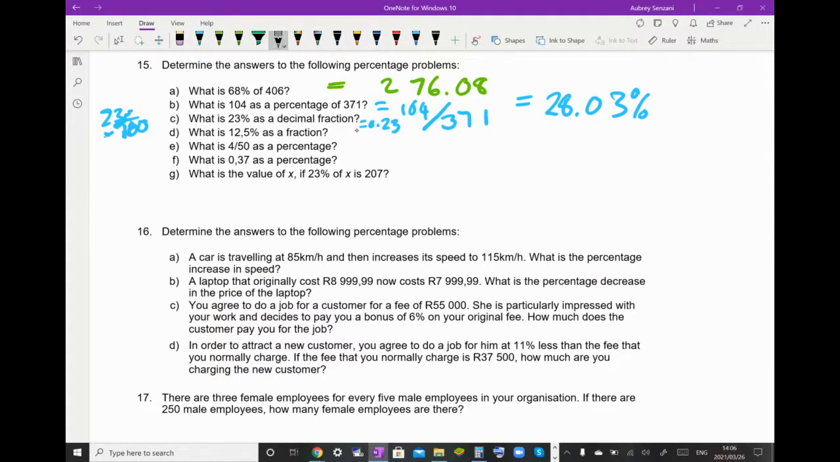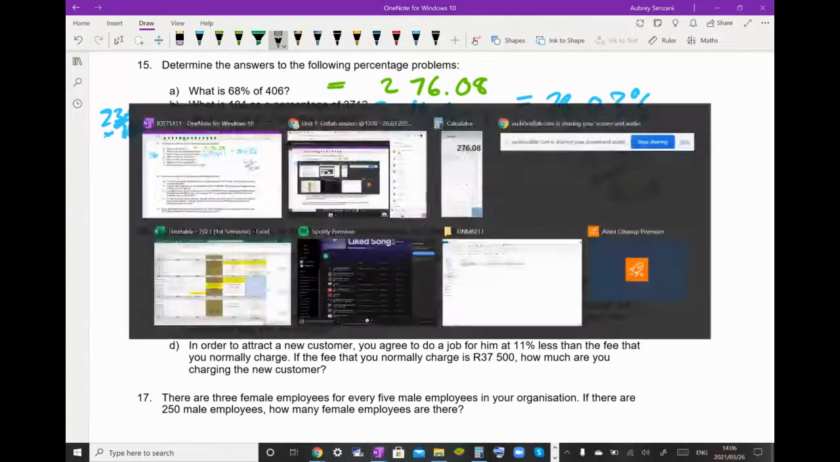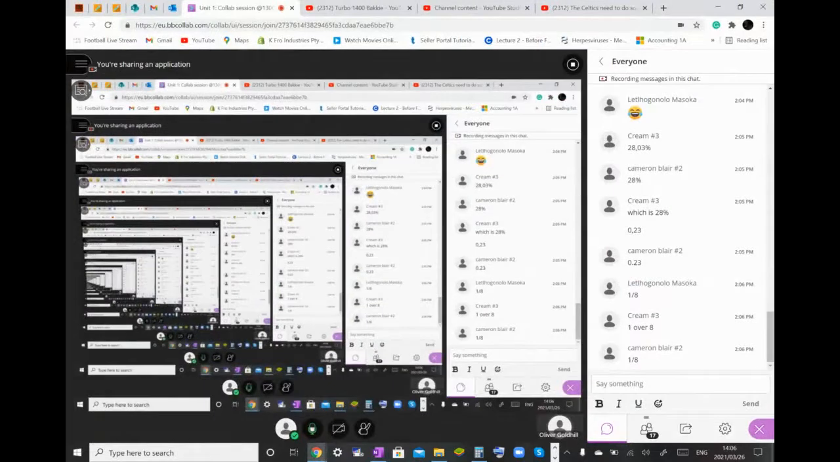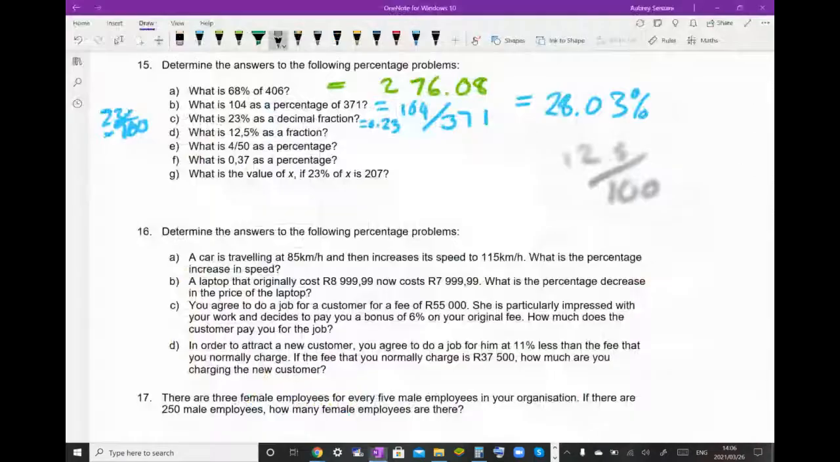Okay. Then what is 12.5% as a fraction? Again, we are saying 12.5 divided by 100. Okay, I see there's a flood of answers coming in. 1 divided by 8. Yes, you guys have simplified it. It certainly is. When you put this into its simplest form, it's going to be 1 divided by 8.